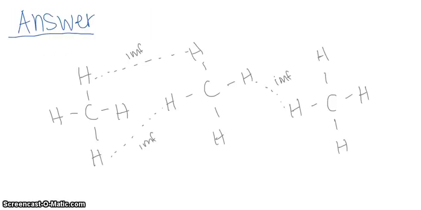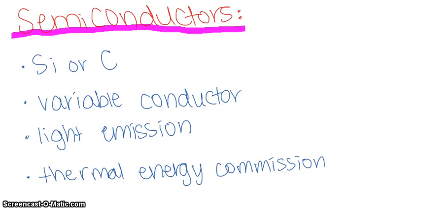So this is what the solid should look like that you drew. You can see that there's 1 carbon surrounded by 4 hydrogens, and then the hydrogens form IMFs between them. Now the second half of this video is on semiconductors.